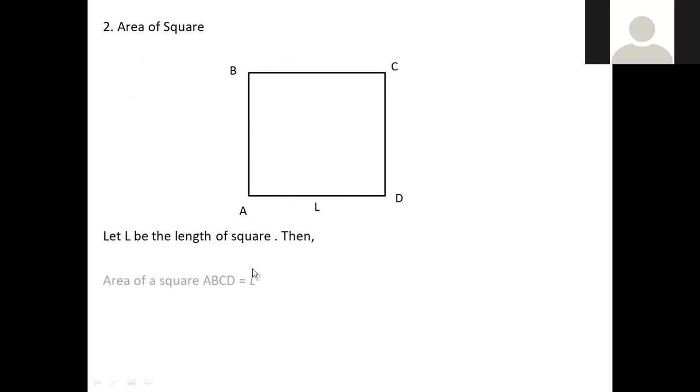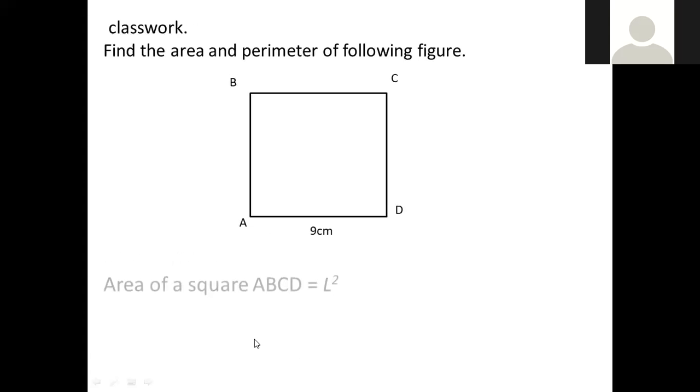Then area of a square ABCD equals L square. L square means length into length. When you multiply length by length, you will get the area of the square. Perimeter of the square means L plus L plus L plus L, that means 4 times length.